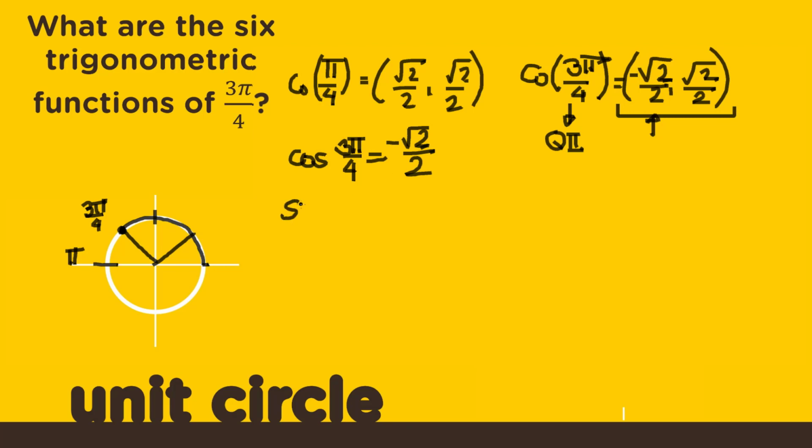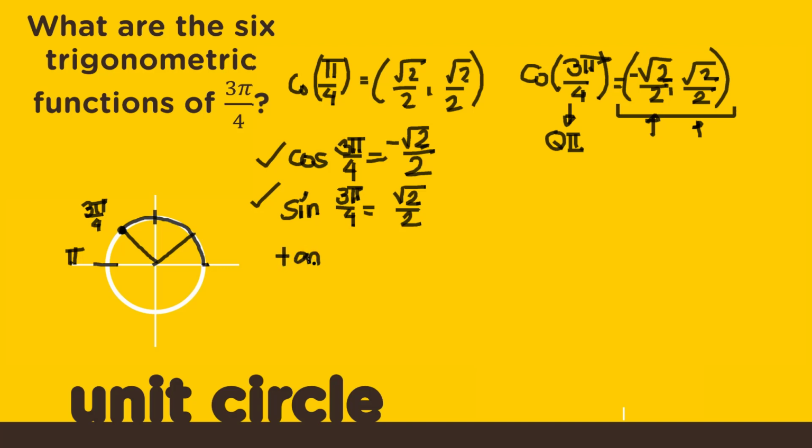Next is for sine of 3 pi over 4. If cosine is the x, our sine is the y. So we have here positive square root of 2 over 2. So we are done with the first two trigonometric functions, which are very easy once you have your coordinates. Let's proceed to the next one.